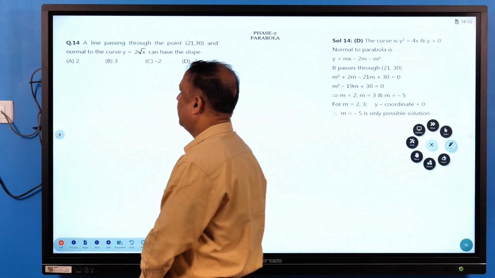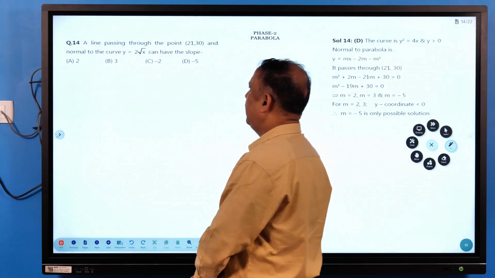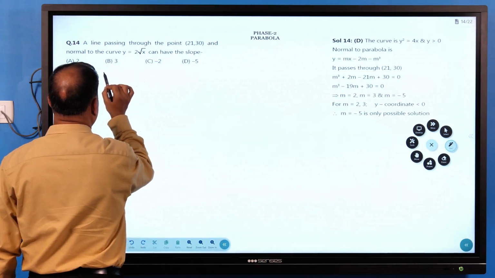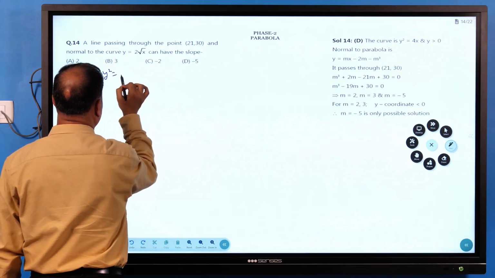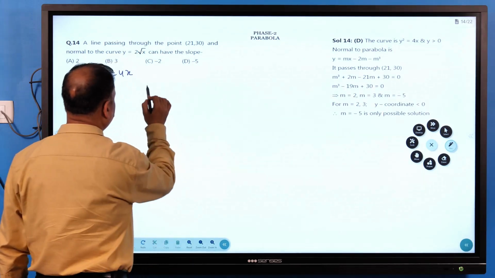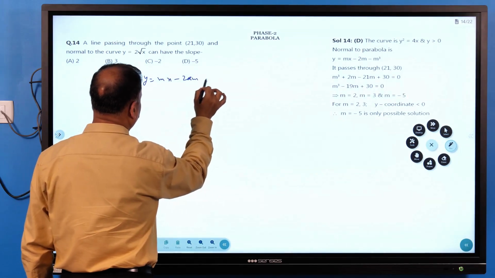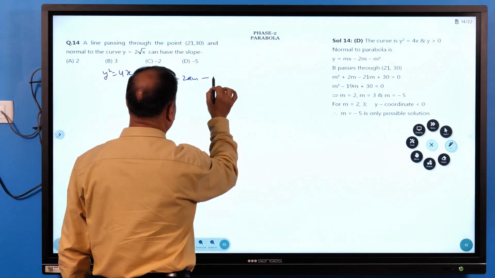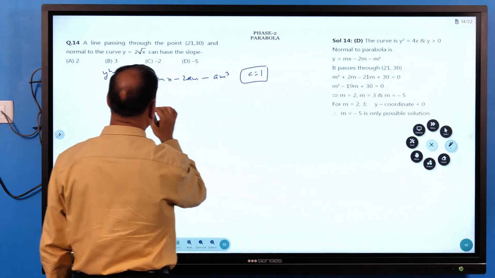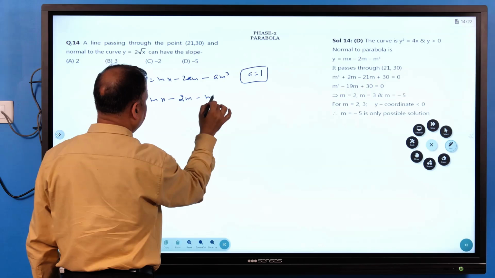So now come to question number 14, exercise 2, phase 2, parabola. A line passing through the point and normal to the curve. So this curve, if you square, you will get y square is equal to 4x. So the equation of normal is y is equal to mx minus 2am minus am cube. Here a is equal to 1. So if a is equal to 1, you will get y is equal to mx minus 2m minus m cube.